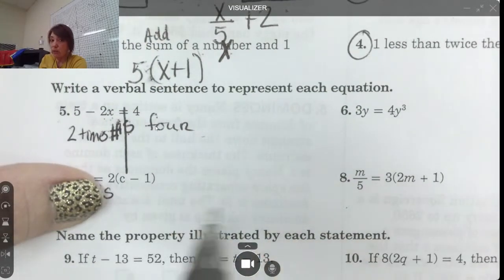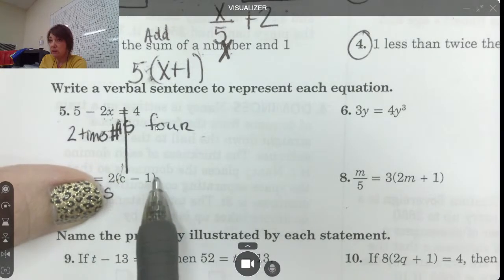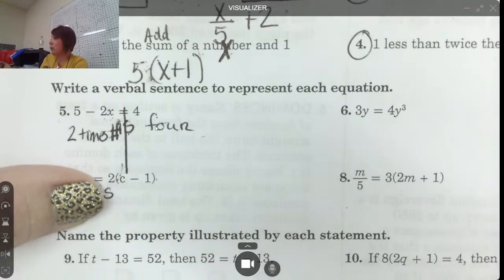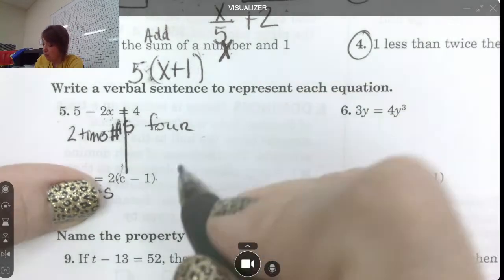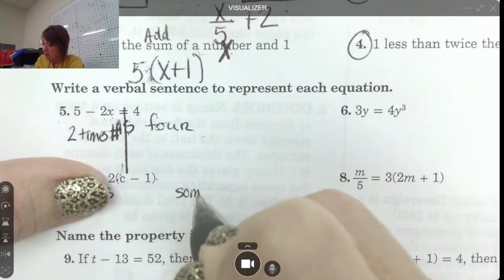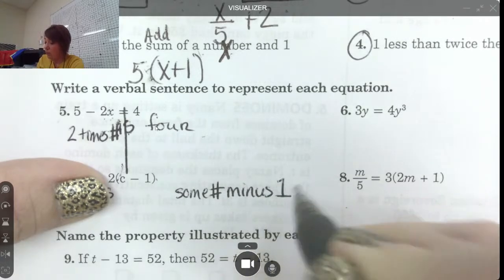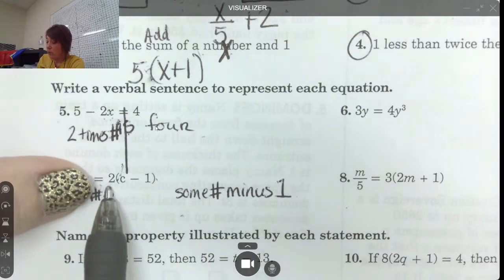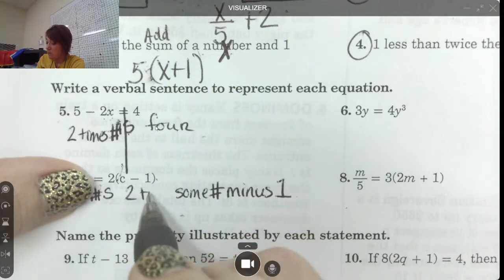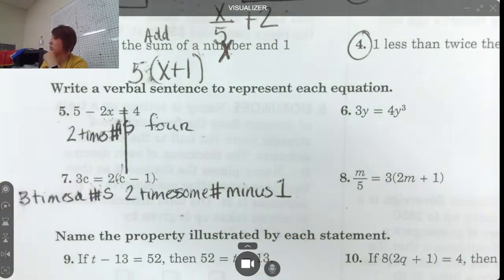What's going on? We'll start with your variable. What's happening to it first? So we're doing some number minus 1. Or the difference in some number and 1. Or 1 less than some number, right? Those are all good options. What's going to be easiest for us? Some number minus 1. So some number minus 1. And then what did we do to that? So we would do 2 times some number minus 1.